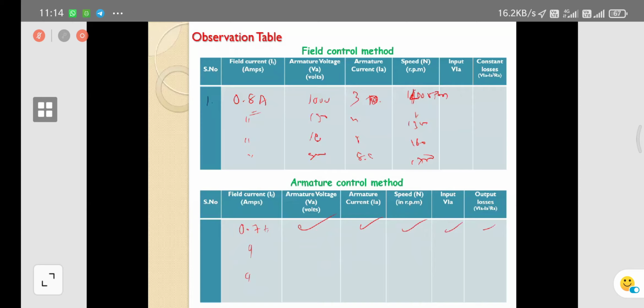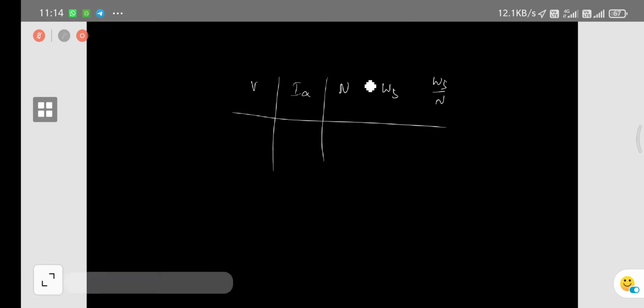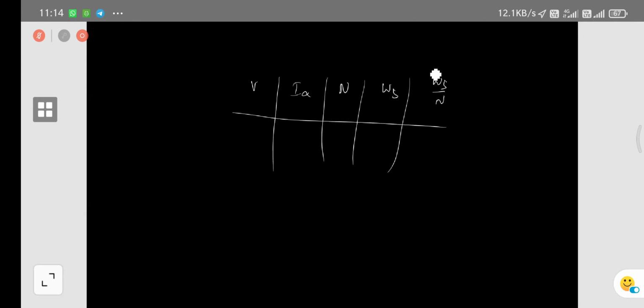But one more experiment will be there. I have taken it here like that: V, IA, N, and WS. There are stray losses, WS by N. These are the readings of this. Please, all of you note all this. These are most important here. This is the serial number.